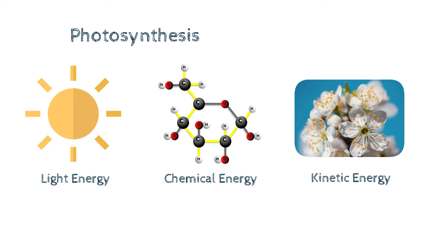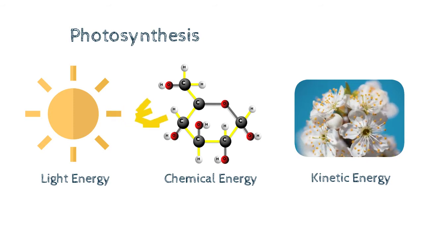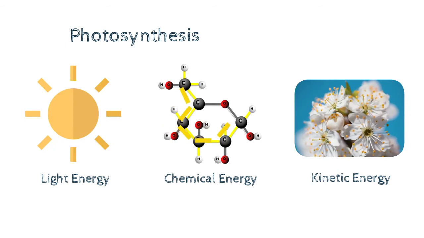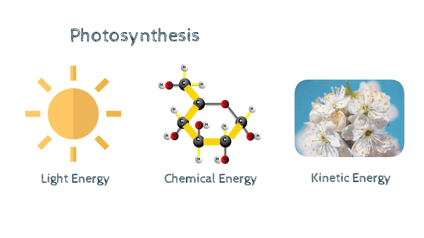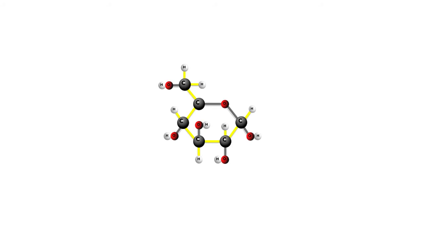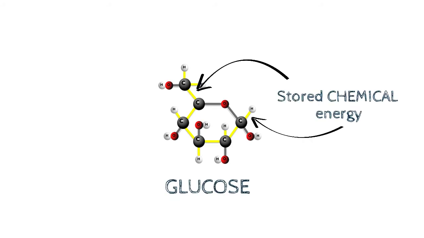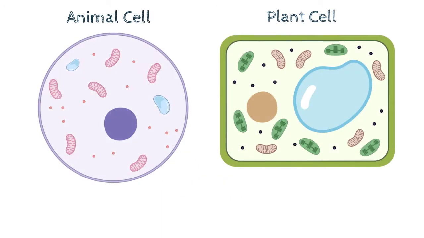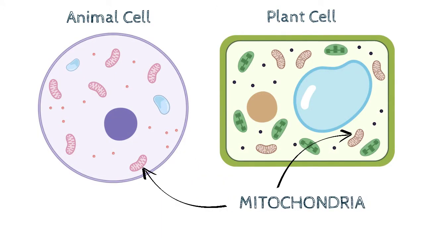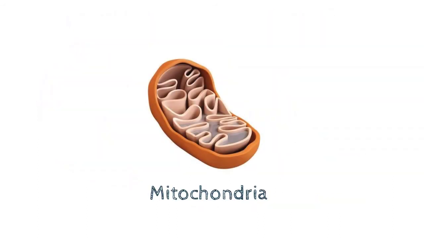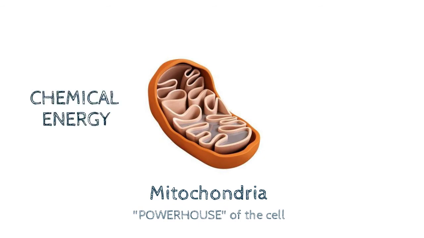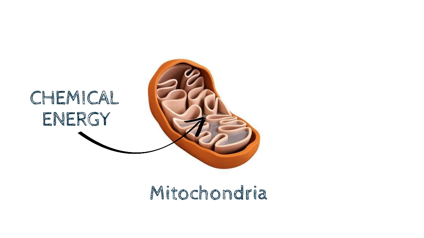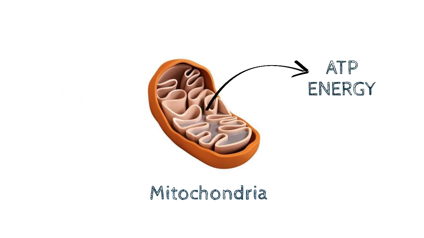Photosynthesis transforms sunlight energy into chemical energy by using the sunlight energy to make the high-energy carbon-to-carbon and carbon-to-hydrogen bonds in glucose. Glucose stores chemical energy in its high-energy bonds. Just like animal cells, plant cells have mitochondria, organelles that perform cellular respiration. Mitochondria are nicknamed the powerhouse of the cell because these organelles transform the chemical energy from glucose into energy the cells can use to stay alive.